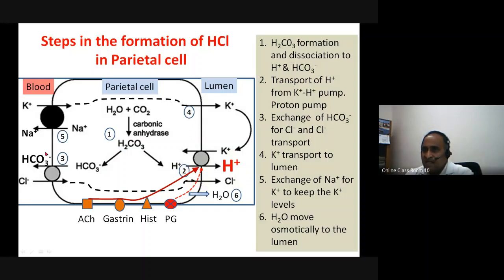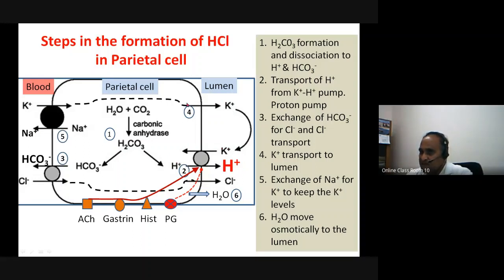Now, number four is the potassium. The potassium is pumped here because the potassium is exchanged. This potassium is coming from the number five step, the sodium potassium ATPase pump, where sodium is pumped out and in exchange potassium comes in. That is number five. Since there is a hydrogen ion and a chloride ion there, there is an osmotically active component. You just look at the potassium: it is recycled almost completely here.